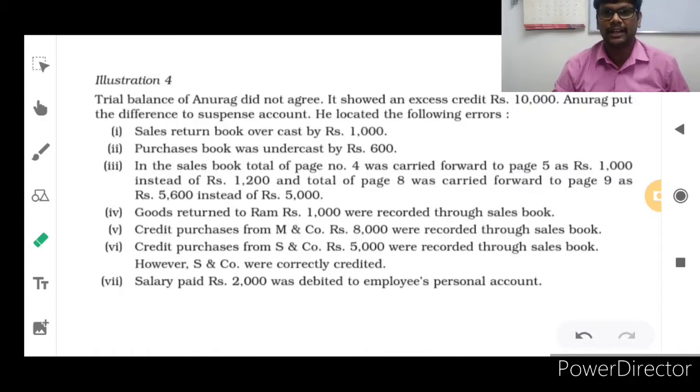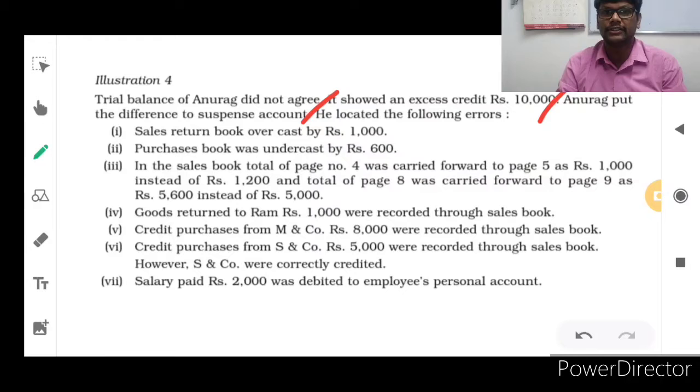In this video, we are going to learn illustrations 4 to 7 in rectification of errors. The trial balance of Anurag did not agree. It showed an excess credit of 10,000. Anurag put the difference to suspense account. He located the following errors.